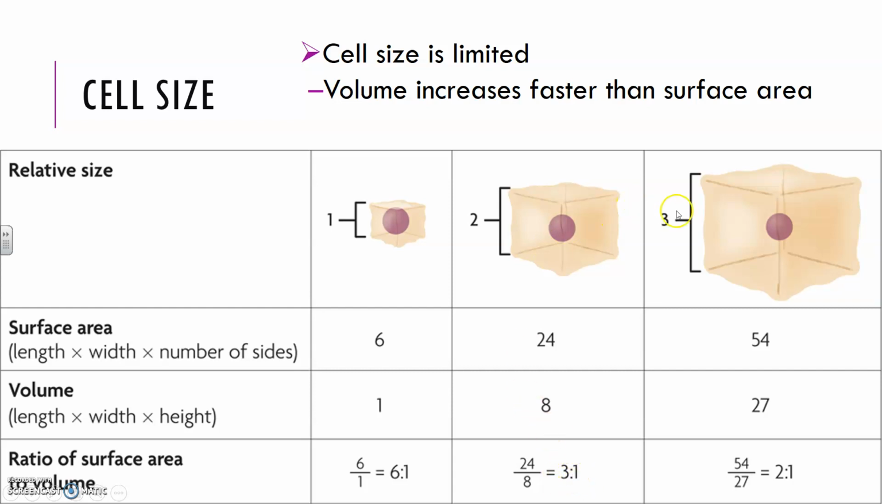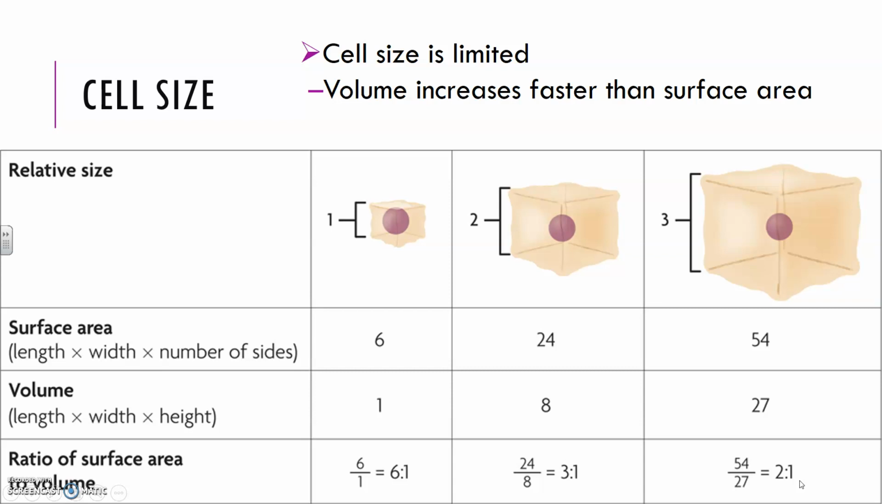Okay. Now, if you increase the length of each side even more, length times width times number of sides, so it's 3 times 3 times 6 now, you get a surface area of 54. With the volume, though, length times width times height, it's 3 times 3 times 3 is 27. 54 to 27 also equals 2 to 1. So now we're at a 2 to 1 ratio between surface area and volume.